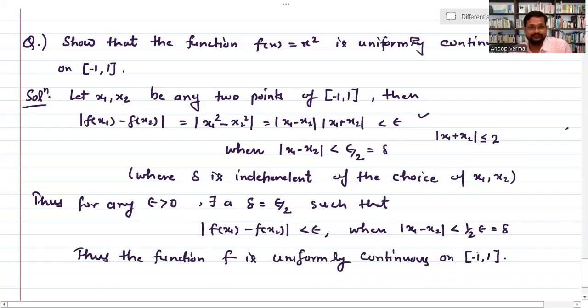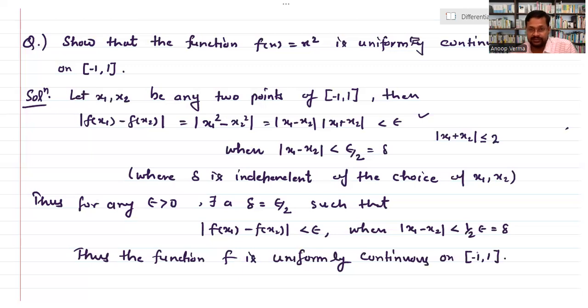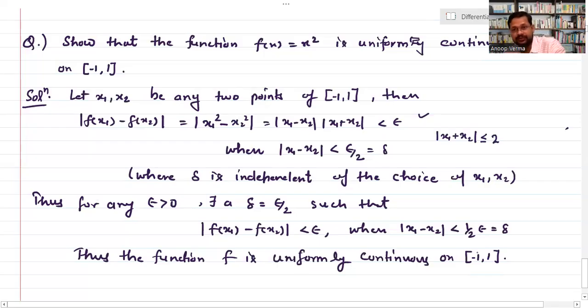Okay, so आई होप कि कैसे हमें क्वेश्चंस करना है, कैसे हमें देखना है. We have to find a delta for the epsilon such that this delta is not depending on the point. It depends only on epsilon. Okay, so it should be independent of the choice of the point. So this is the solution of the problem.